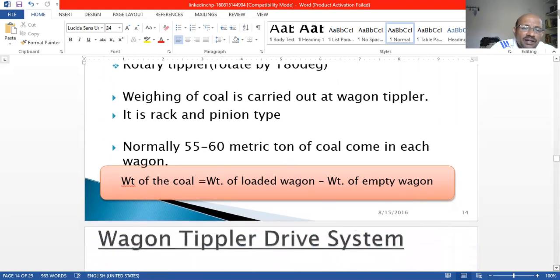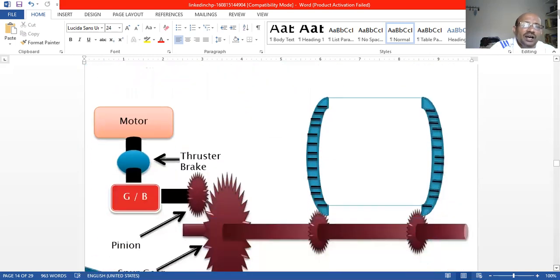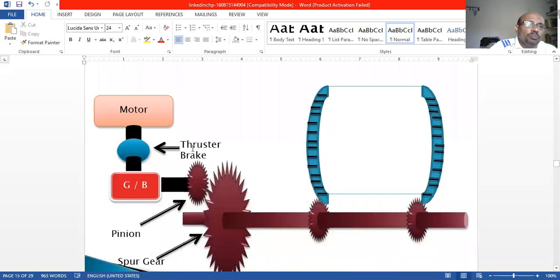These all come under coal handling equipment. So a motor will be there, a thruster will be there, and a brake, which is nothing but what we use for stopping. A pinion will be there, a spur gear will be there. We discussed the pinion and the spur gears; we studied them in DME 2, Design of Machine Elements 2.